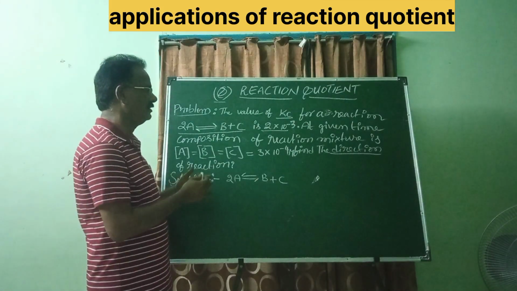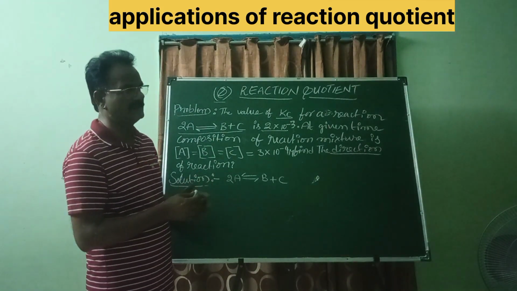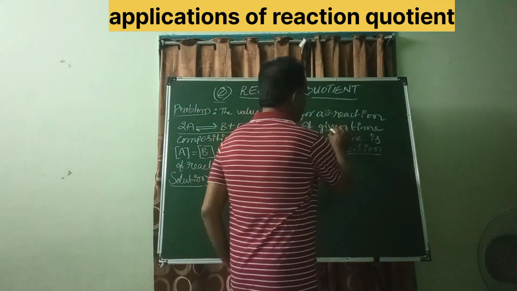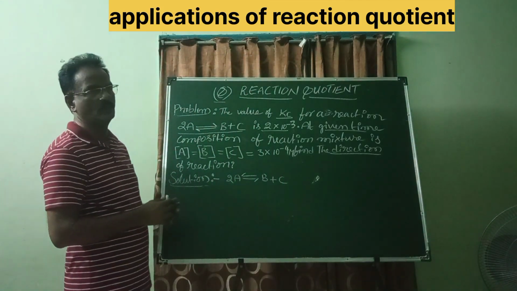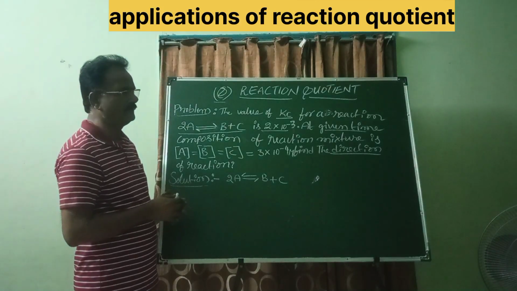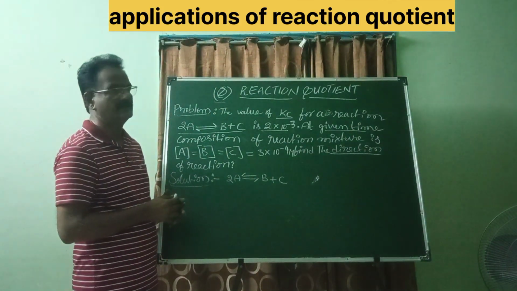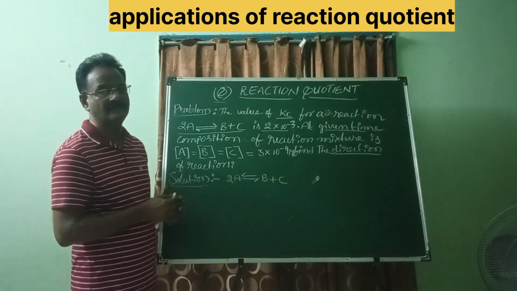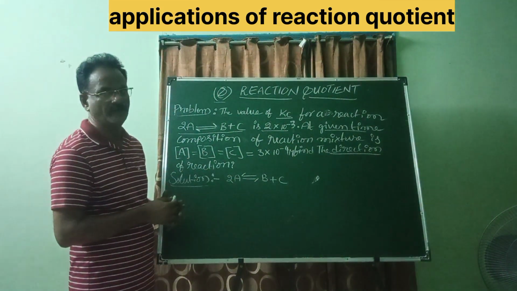They have given the value of Kc and the composition of the reaction mixture at a given time, because the reaction quotient is significant at a given time only. So now we have to find the value of Qc. Qc means reaction quotient. So let us solve this problem.